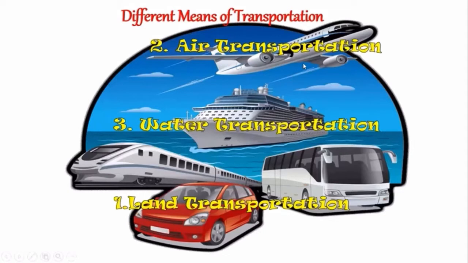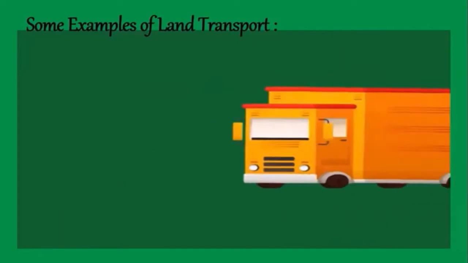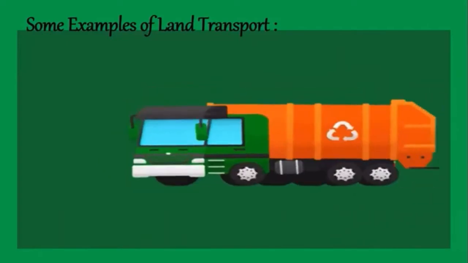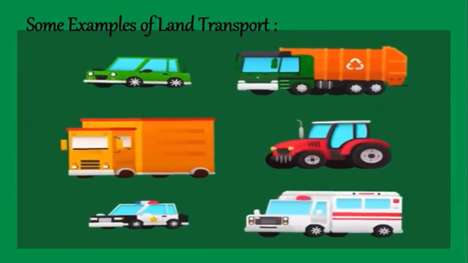Air transportation are vehicles that move on the air. And water transportation are vehicles that move in and above the water. These are some examples of land transport. All these vehicles move on land.